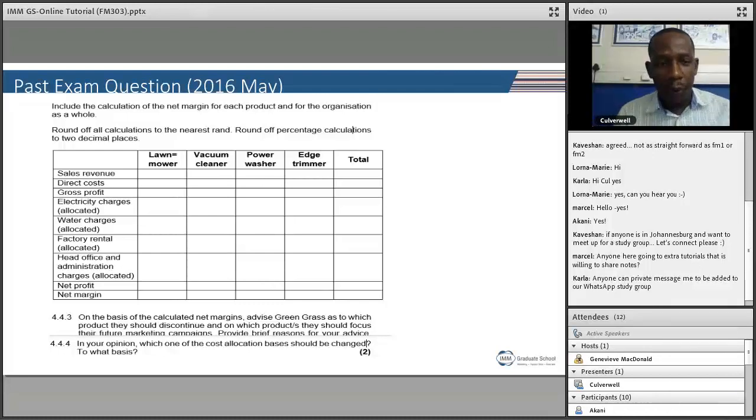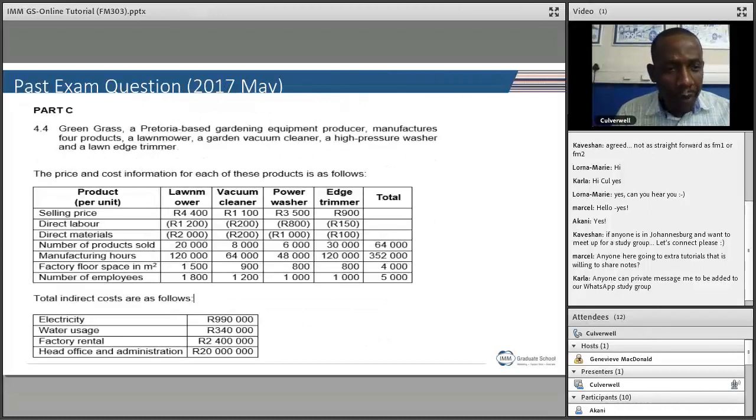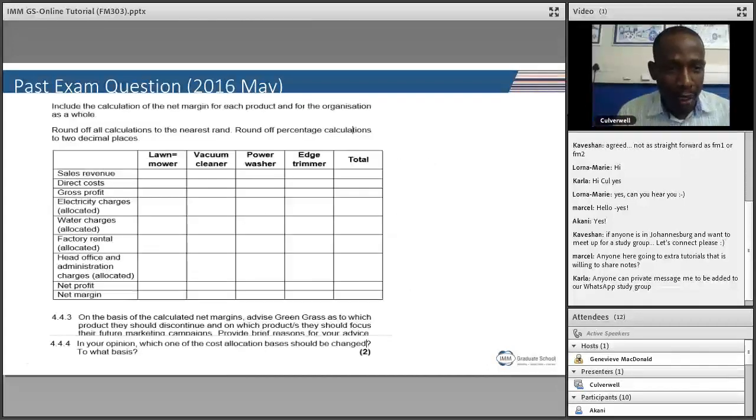I'll then move on to the vacuum cleaner. On your vacuum cleaner, our selling price per vacuum cleaner is 1,100, multiplied by the number of vacuum cleaners we sold, which are 8,000. It's going to give you 8.8 million as our sales revenue for the product vacuum cleaner. Is there someone with a question pertaining to how one would conduct that sales revenue moving to power washer and edge trimmer? Because you're going to follow exactly the very same suit as what I've just done on lawnmower and also on the vacuum cleaner.